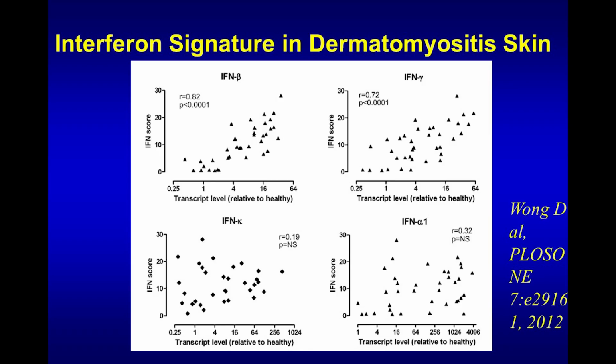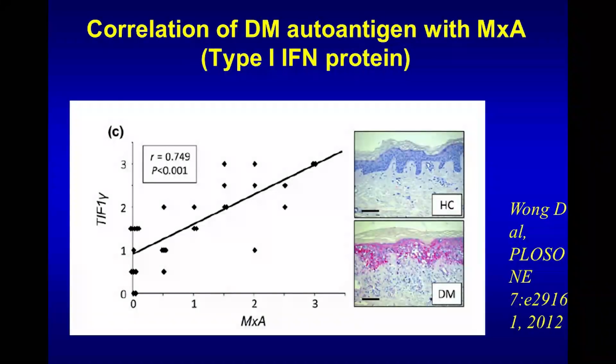And so it's both beta and gamma, but not as much of an alpha or kappa score. And so any kind of therapies that are targeting interferons probably need to be targeting more beta and gamma. This is just showing a linear correlation between MxA staining in dermatomyositis skin relative to TIF1 gamma antibody, which is one of the autoantibodies, again, implying that type 1 interferons are important, and interferon beta is a type 1 interferon.